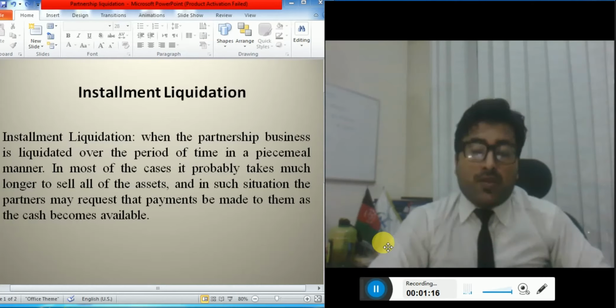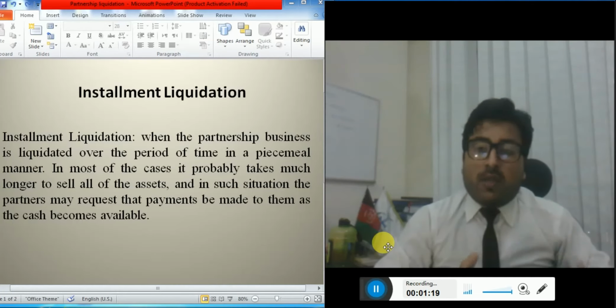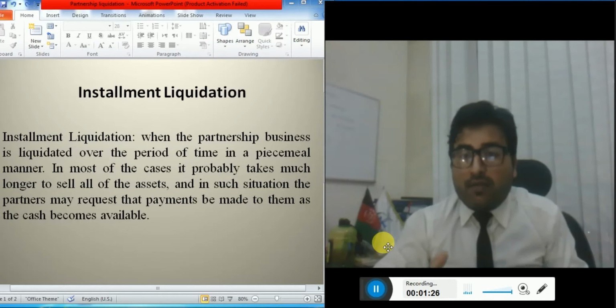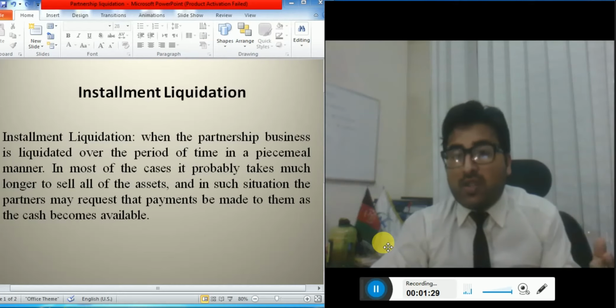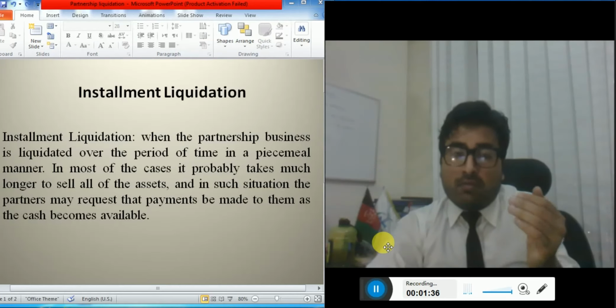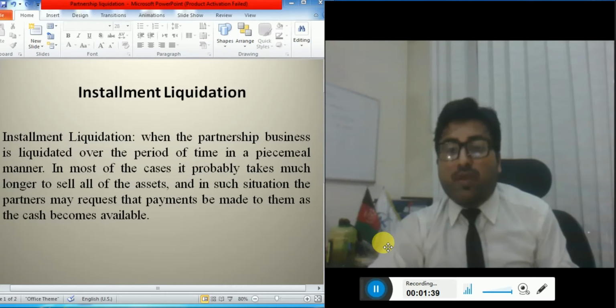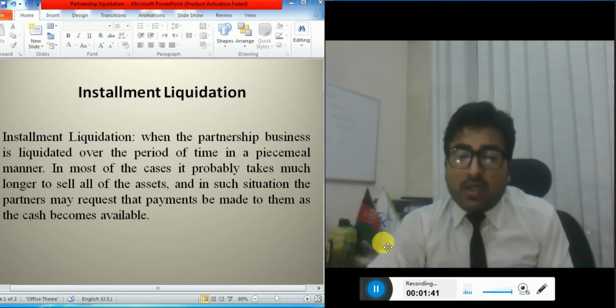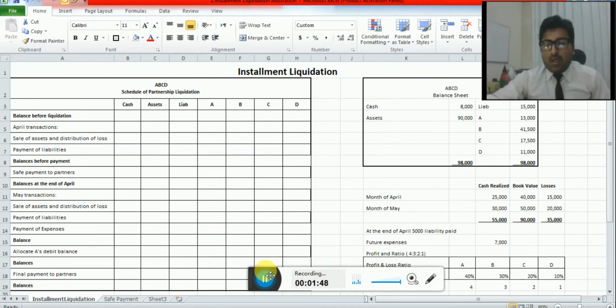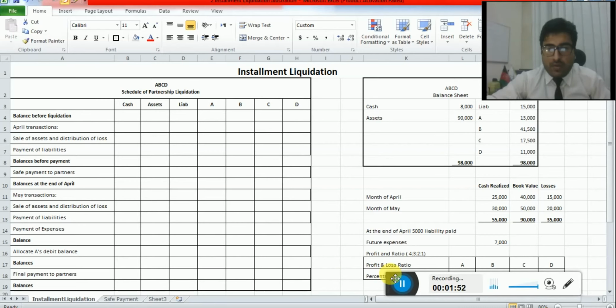In most cases, it's not really easy for a business to liquidate itself. Why? Because of some complications, because of the liquidity of assets, or because of many other issues. So that is why installment liquidation is preferred. Now practically we are learning through an example how it happens. So here is an exercise. Look, dear students, into this exercise.